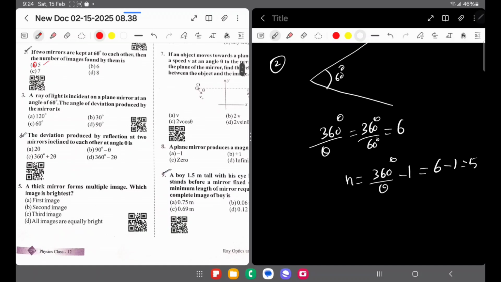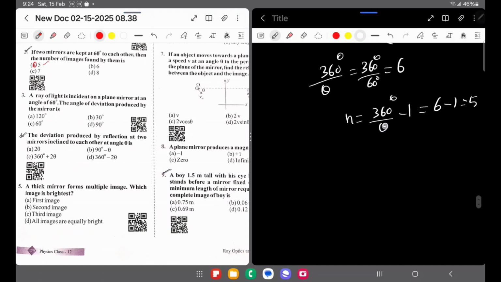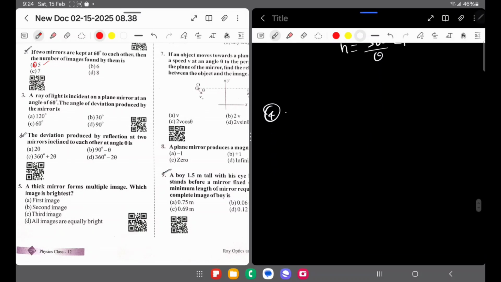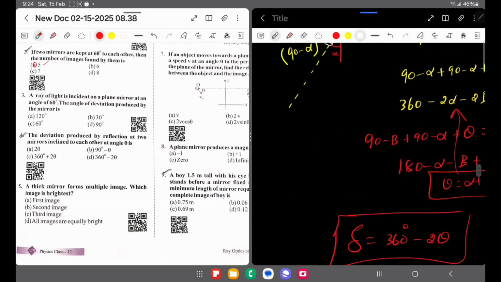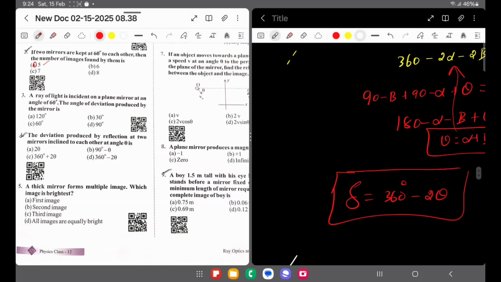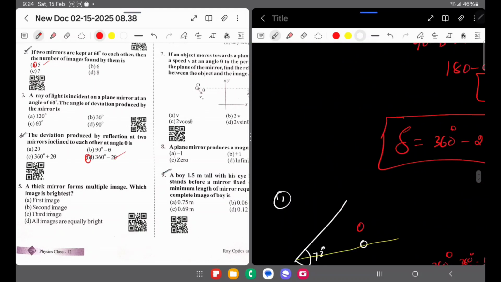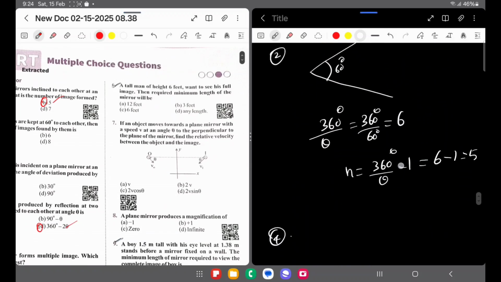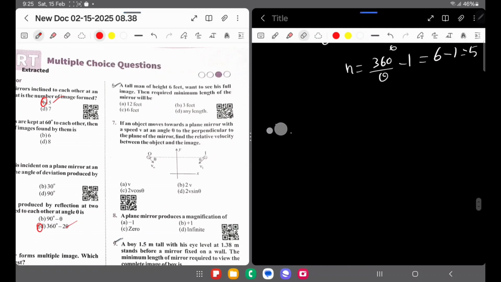Okay. And this thing, look into the fourth question. We solved this just now. So the answer is what? 360 minus 2 theta, it should be the answer.